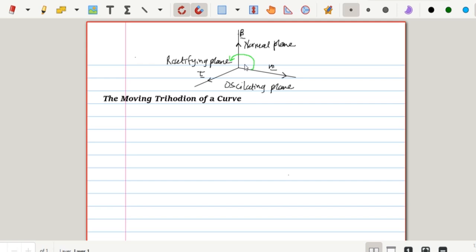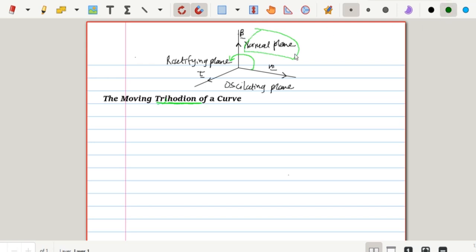So in this kind of plane, we have what is called a trihedron. This trihedron stands for the number of planes that we have here. We have three planes, so that is why we have the tri here, of a curve. Now let us look at these formulas, taking into consideration the normal plane.